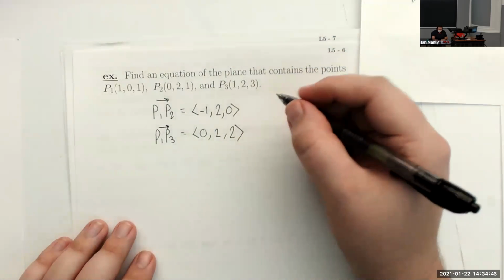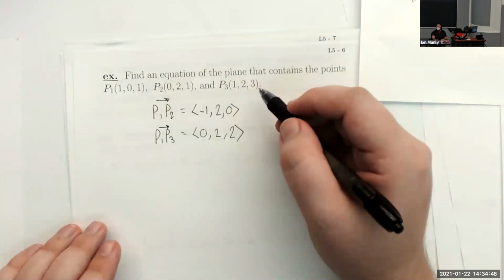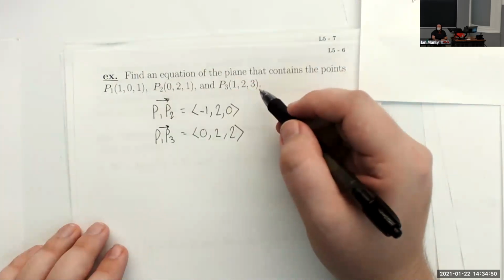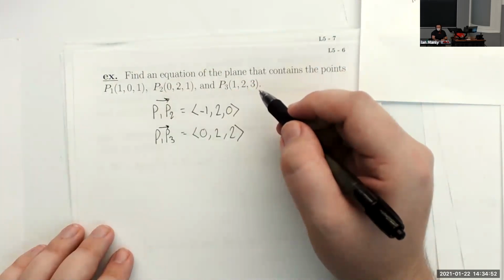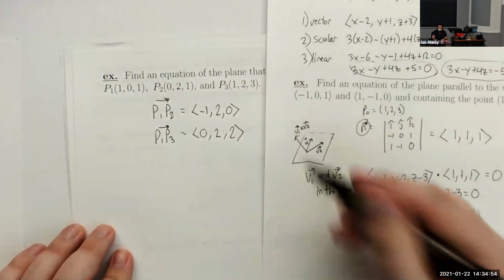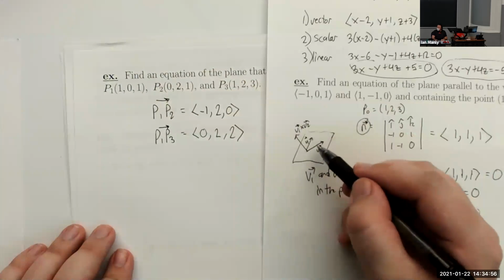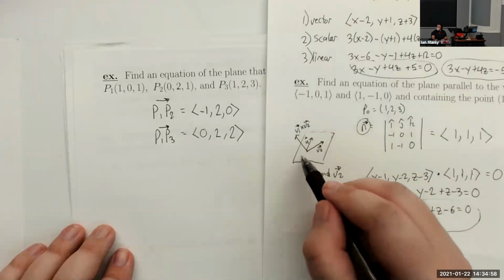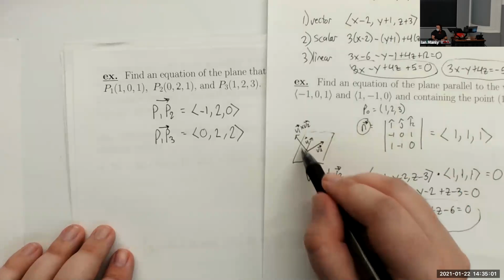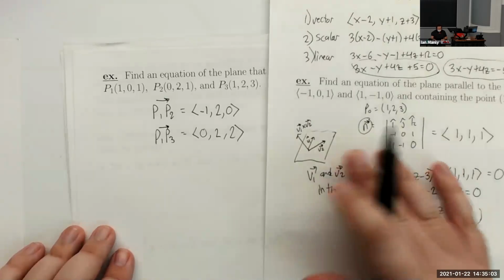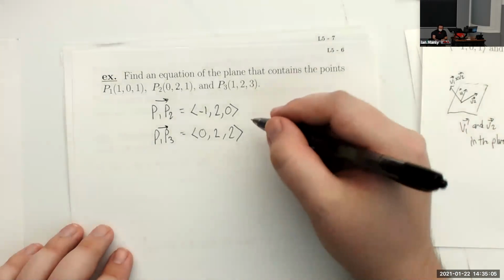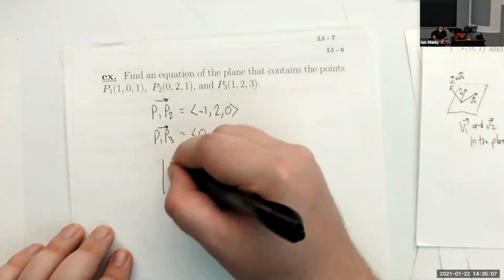All right. So whenever you have vectors connecting 2 points that are in the plane, these vectors are necessarily parallel to the plane. And just like in that last example, you can imagine these 2 vectors we made are in the plane right here. If we cross them, we'll get something that's perpendicular to the plane, which is what we want. All right, so I'm going to cross these guys together.